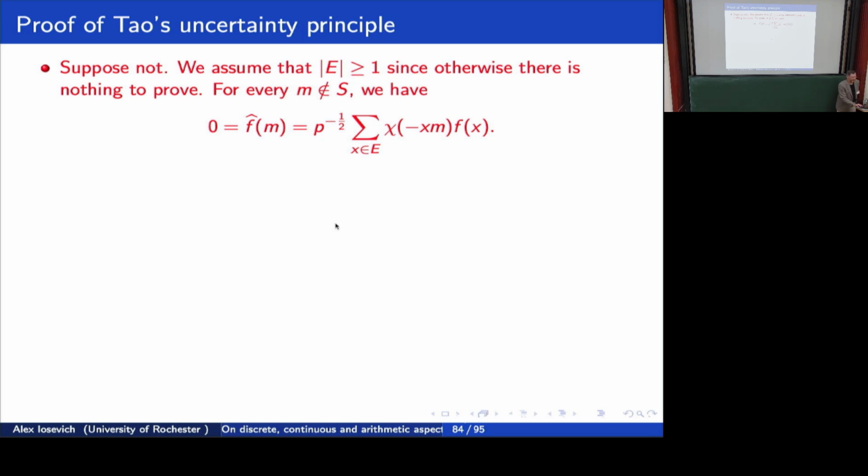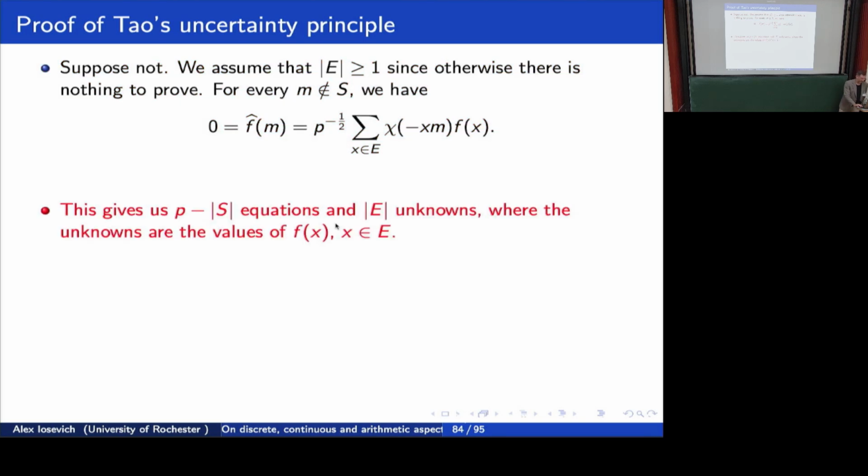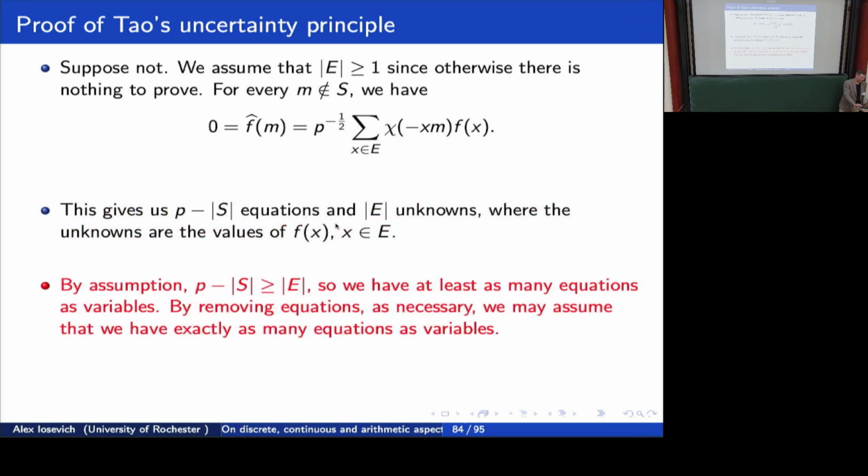It's all equivalent. So for every m not in S, the Fourier transform is 0. So you have the summation of chi of minus x m times f of x is 0. And this gives us p minus the size of S equations and the size of E unknowns, where the unknowns are the values of f of x over x in E. By assumption, p minus the size of S is bigger than or equal to the size of E.